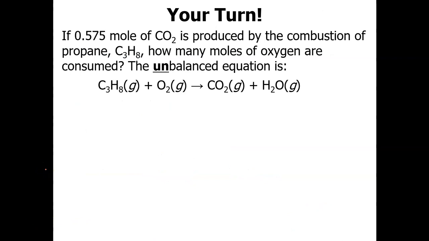Here's another example. We're looking at 0.575 moles of carbon dioxide produced by the combustion of propane, which is C3H8. How many moles of oxygen are consumed? I'm giving you an unbalanced equation. In an exam or a quiz, I'll try to let you know if it's balanced or not, so you don't get tricked by assuming it's balanced and getting the wrong answer. If it's unbalanced, you'll have to balance the equation. So the first step is to balance the equation, and the second step is to identify what stoichiometries we can use to make a conversion factor.